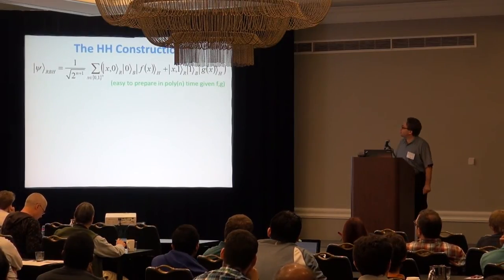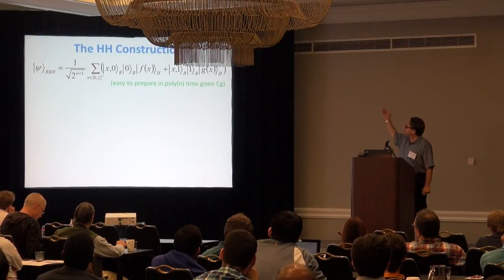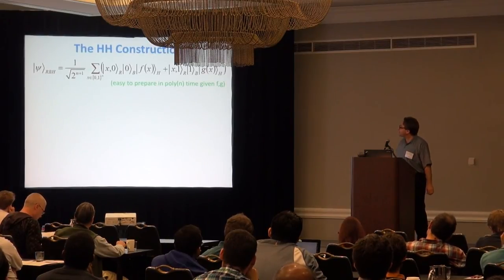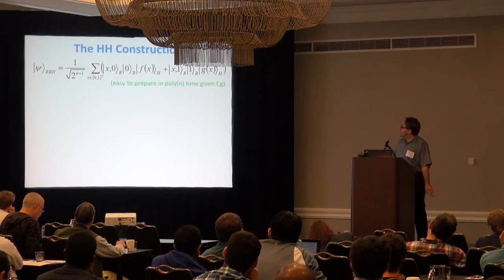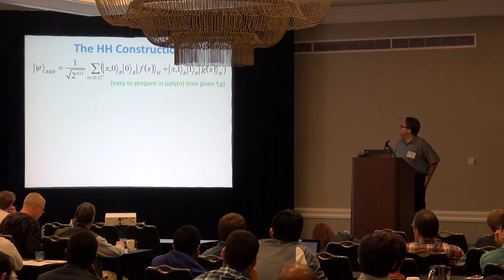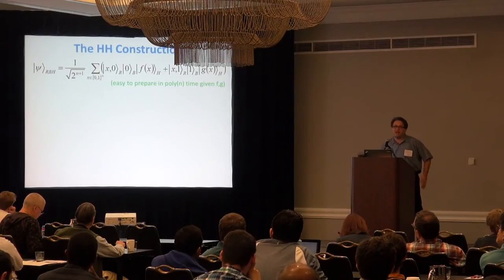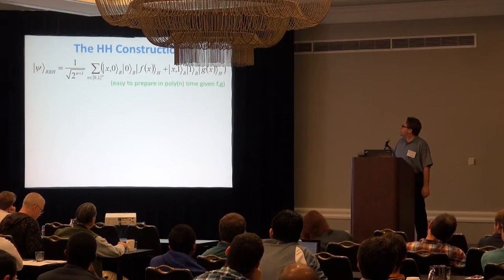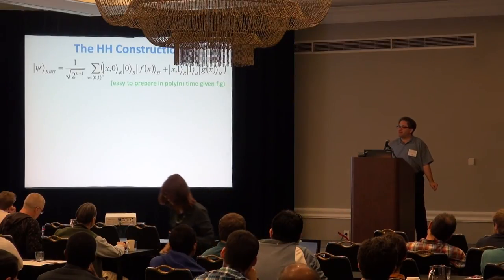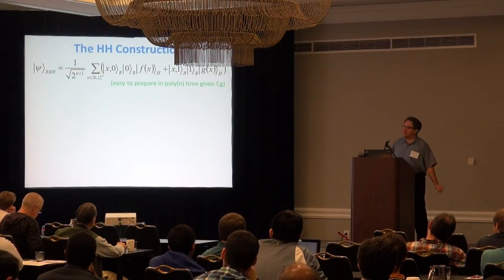At least this is one way to do it. In the Hawking radiation, I've put an equal superposition over all 2 to the n possible inputs x to f and to g. I've also put a qubit that I've given away for free to you, which should be entangled with B.